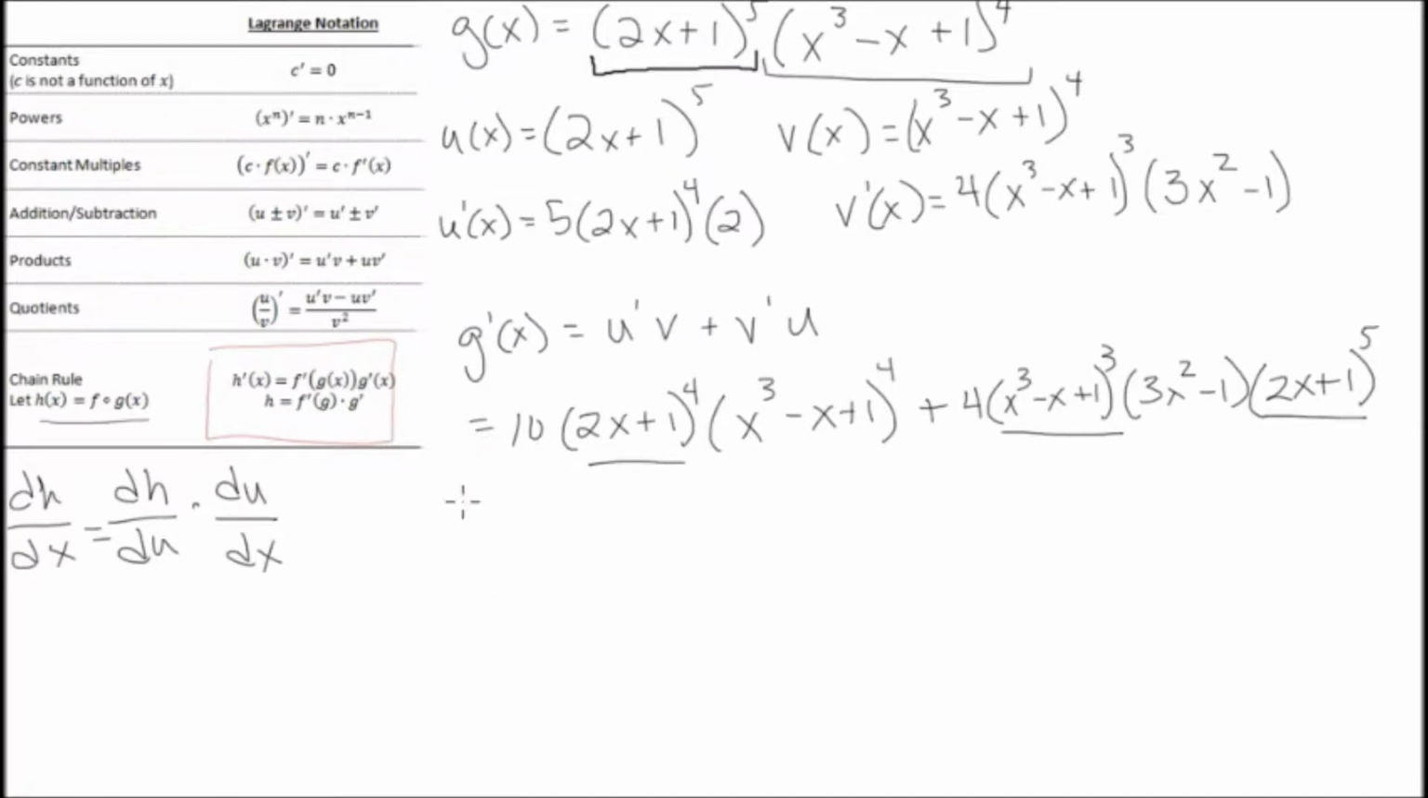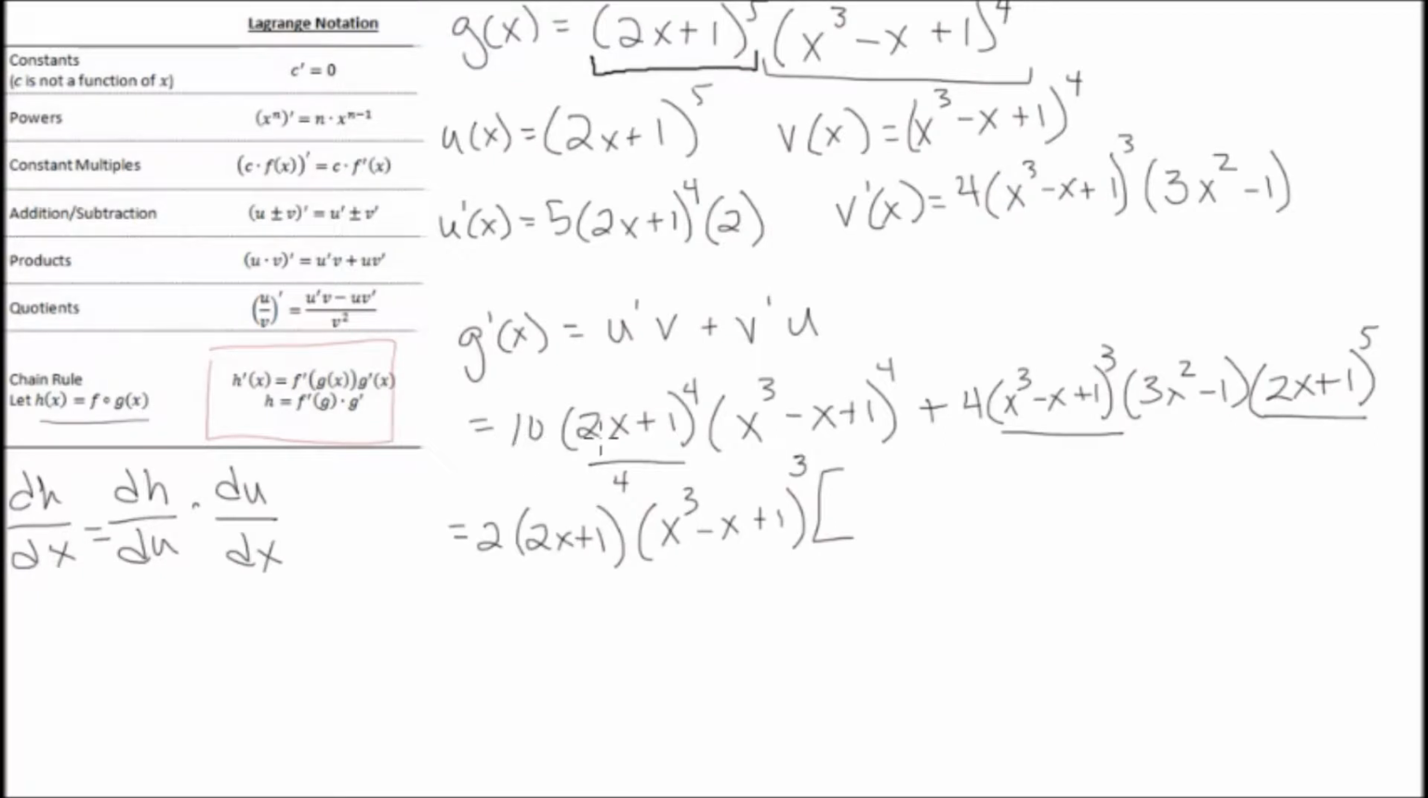Notice that I could also factor out a 2 if I wanted to. So that would be equal to 2 times (2x + 1). And I'm just going to take the smallest of the powers. So that's (2x + 1) to the 4th. And again, with (x³ - x + 1), as I'm simplifying, I say, well, that'll be cubed. That's the smaller of the two powers. So I factor those things out, and now I look at my two terms and I say, what's left?